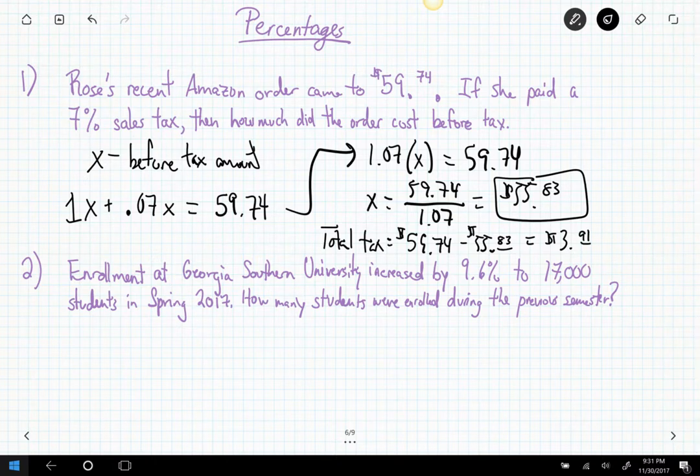Now, in a similar manner, enrollment at Georgia Southern increased by 9.6% to 17,000 students in spring 2017. How many students were enrolled during the previous semester? So if they increased by 9.6%, notice we start with X, and I'll just say fall semester enrollment.